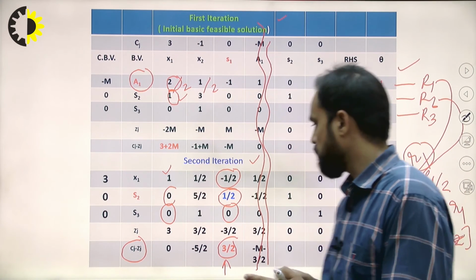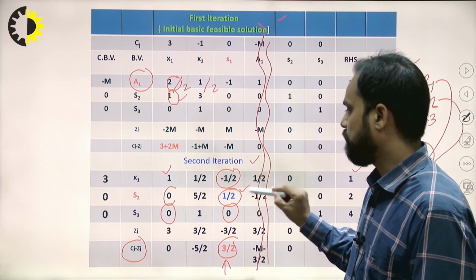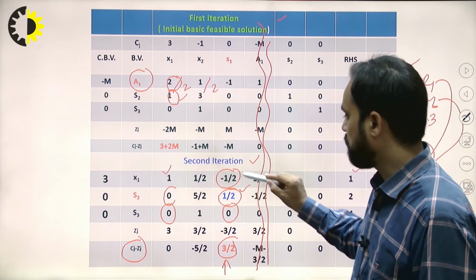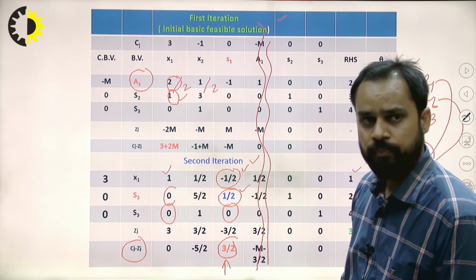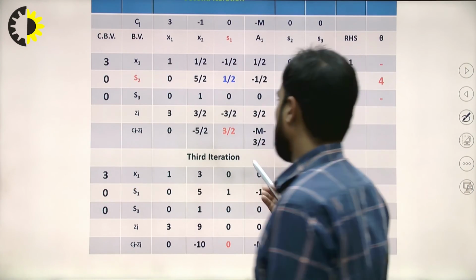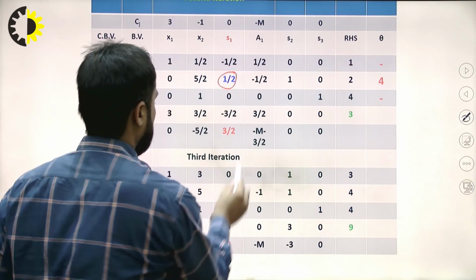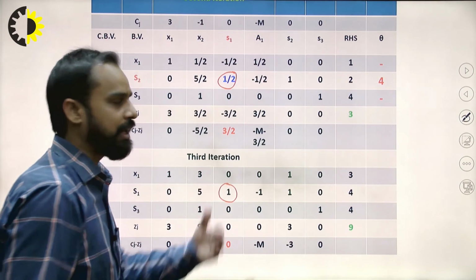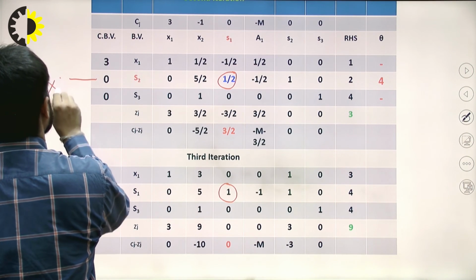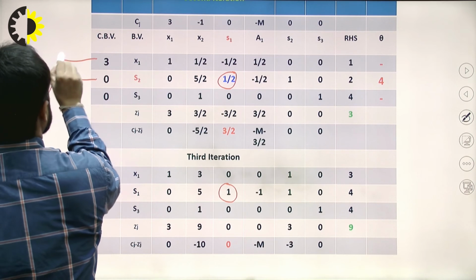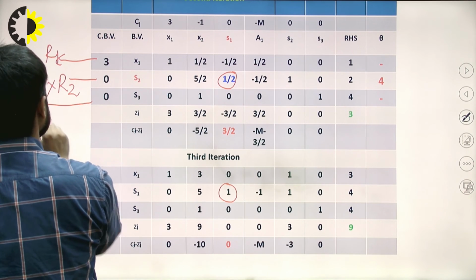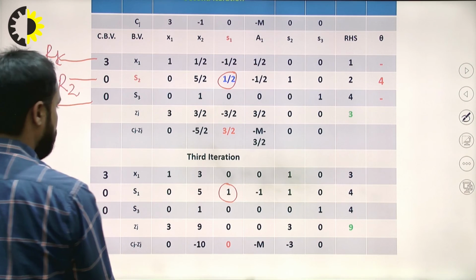So in the next iteration, this pivot element must be 1 and the other elements in the pivot column must be 0. This one is already 0. In the next iteration, we obtain this value as 1 by applying the matrix operation. What is the matrix operation? We just multiply; this equation is R2, this equation is R1 and this equation is R3. If we apply this operation, we get this value.